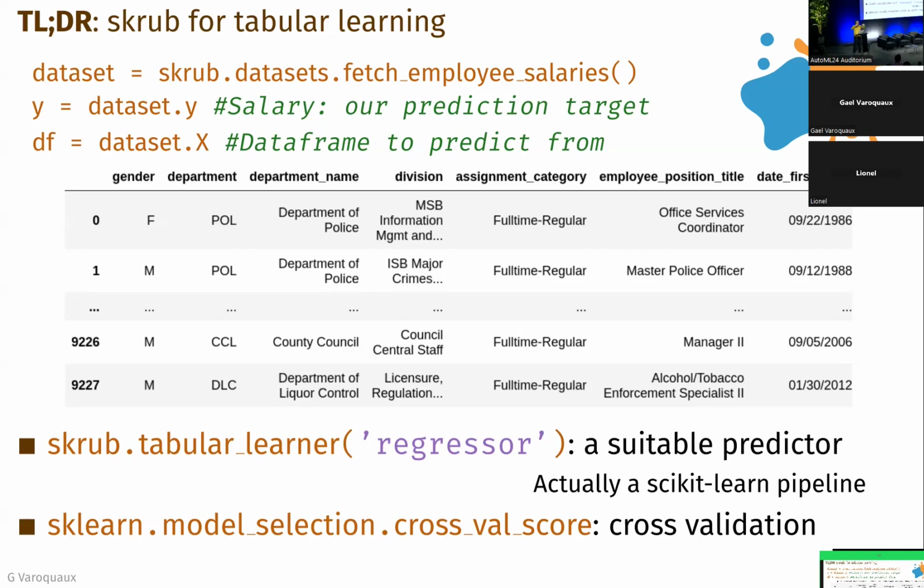I'll get us started with a bit of hands-on. I want to start with the hands-on and then describe a bit what goes on behind it. I'd like you to try to use the tabular learner function of skrub to get a predictor that can work on the data frame. Then you can, for instance, use cross-val score to see how well it performs.